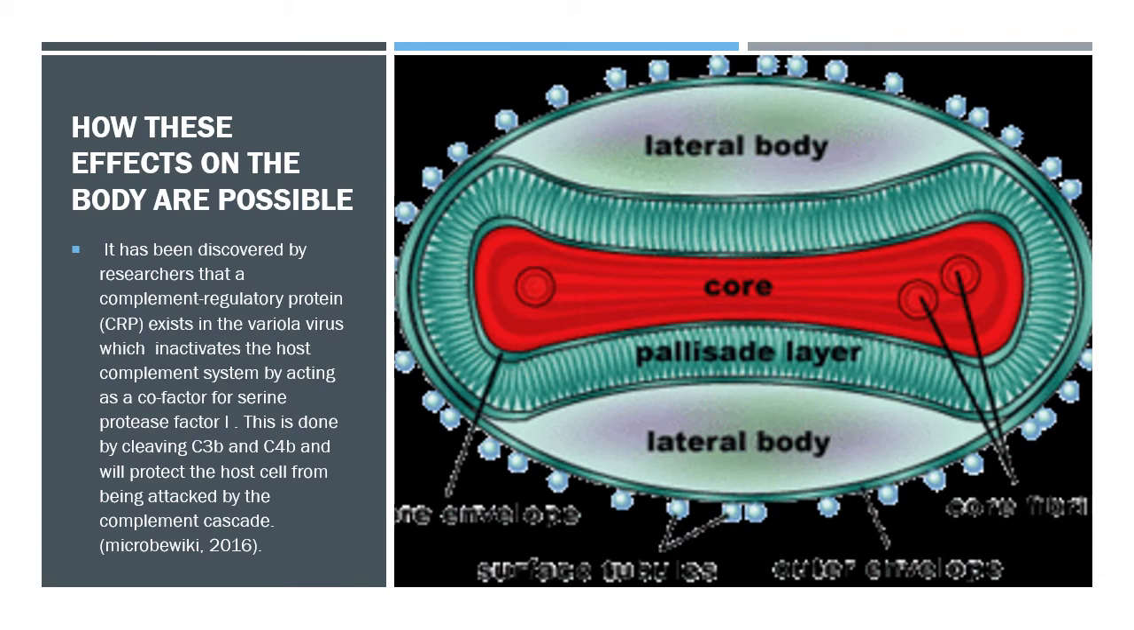How the virus is capable of affecting the body so drastically is that it contains a complement regulatory protein within the virus itself. And this inactivates the host's complement system by acting as a cofactor for serine protease factor 1. This is a result of cleaving C3b and C4b, and this will protect the virus from being attacked by the complement cascade, meaning that the complement cascade can't affect the virus and cannot kill it, which makes it very easy for it to spread and grow within the body. And on the right, you have a diagram of the virus and some of its key parts.